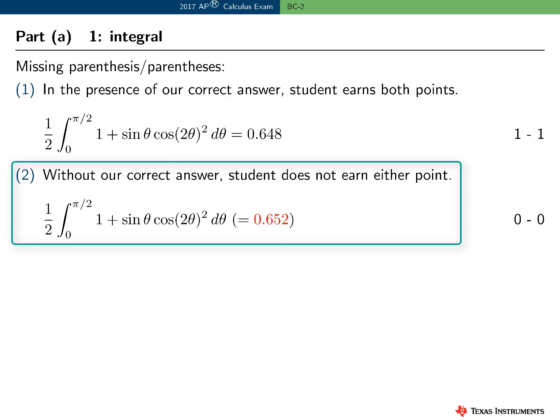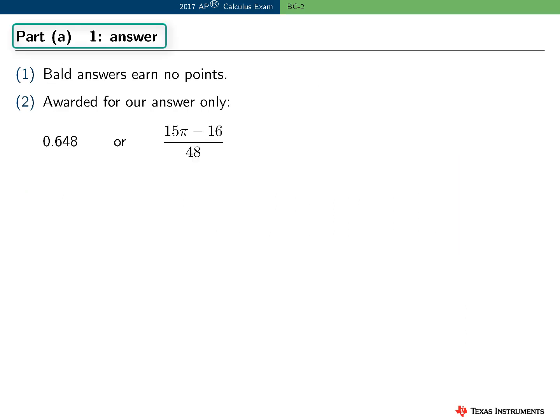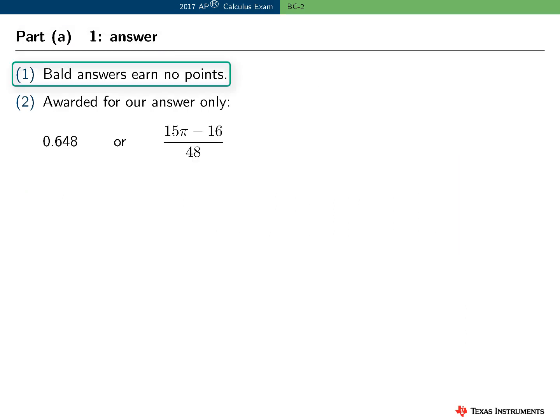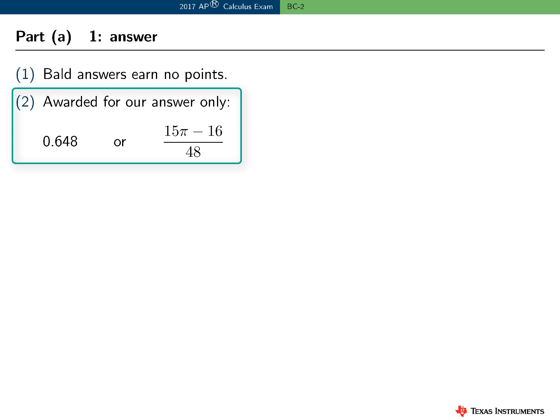And 0.652 was a common incorrect answer here. The second point in Part A was for the answer. Bald answers in this part, that is an answer without any supporting work, earn no points. And the only acceptable answers here were 0.648 or (15 pi minus 16) divided by 48.